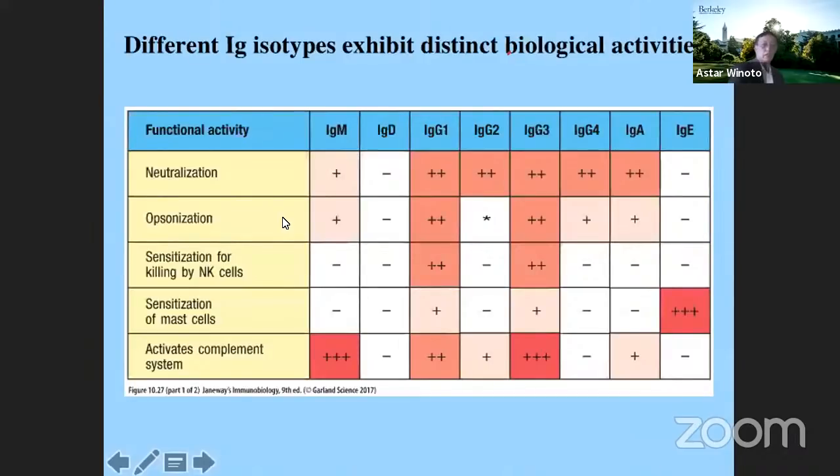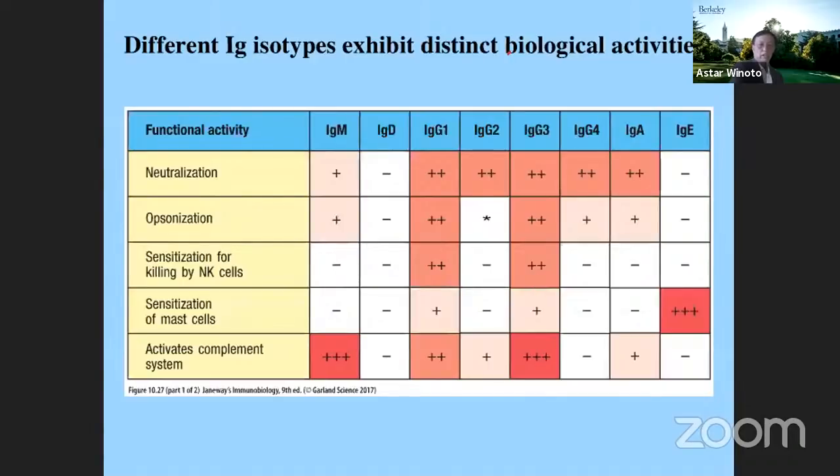So here's the reason why there are different antibody isotypes. Just focus on IgM and IgG. In humans, there are actually 4 different IgGs: IgG1, 2, 3, and 4. For neutralization, IgG is actually better than IgM. For opsonization, IgG is also better. You can also sensitize the NK cell, which is the natural killer cell, which I will also discuss later. And again, IgG is better than IgM.